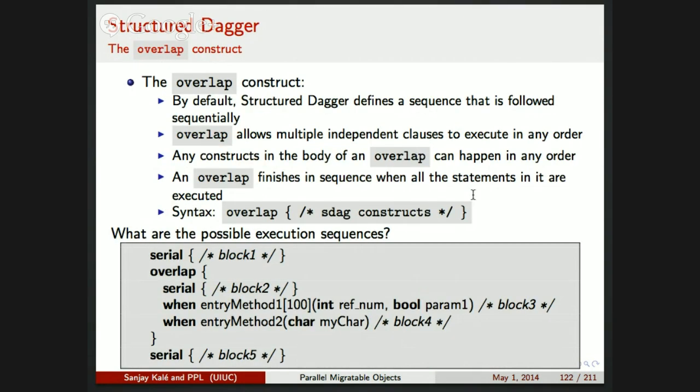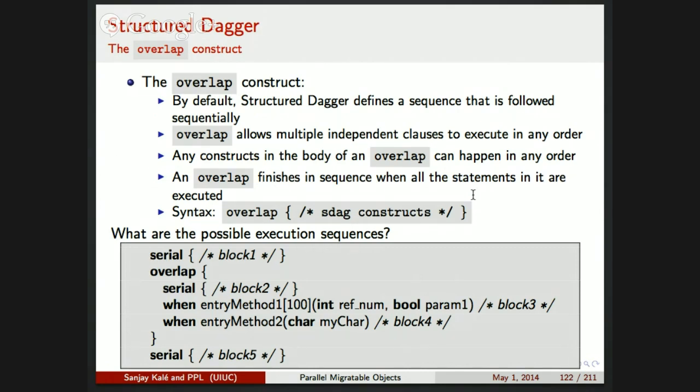Okay, so overlap is a construct that starts getting a little bit more interesting. By default, SDAG defines a sequence that is followed sequentially. Overlap allows you to add a little bit more uncertainty and asynchrony into the when blocks, or well, any SDAG construct. So overlap can let you adaptively overlap these blocks.